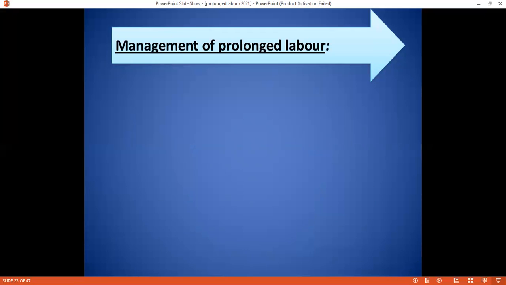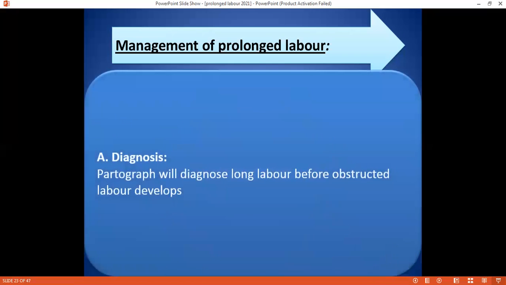The management of a prolonged labor. You know, the management is the diagnosis and the treatment. Diagnosis, the partograph will diagnose long labor before obstructed labor. We have a prolonged labor, which means labor extended beyond the time limits, and we have obstructed labor. This time the patient will never deliver because the labor is obstructed.